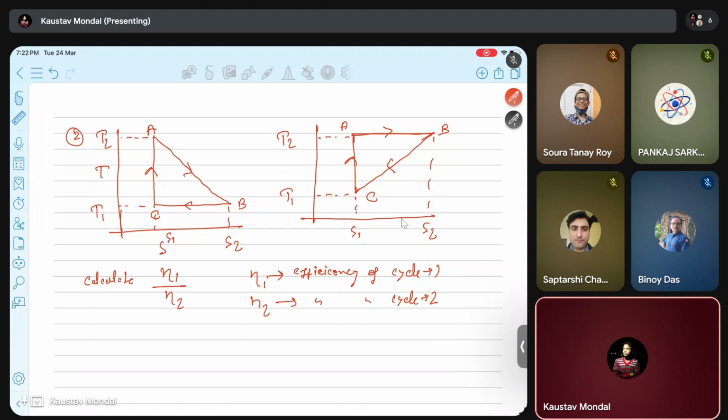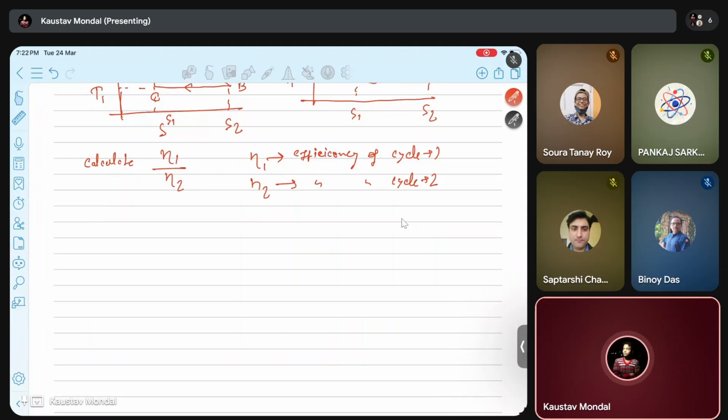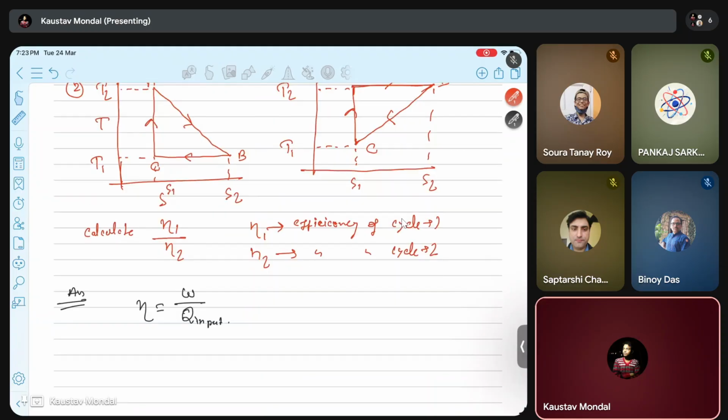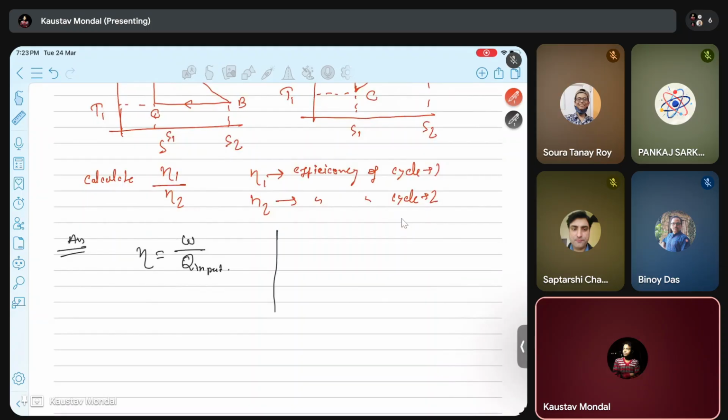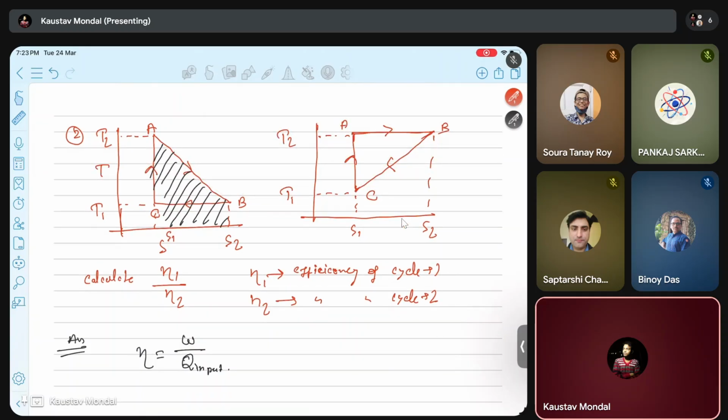For any kind of general cyclic process, the formula for calculating the efficiency is eta equals W, the work done, by Q input, the heat input. For the first process, what is the heat input? That is the region covered by this AB curve, right? So that is basically this trapezium, you can say.